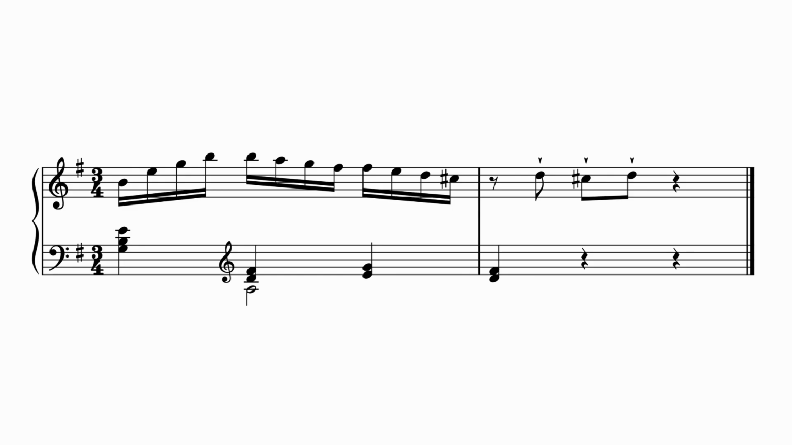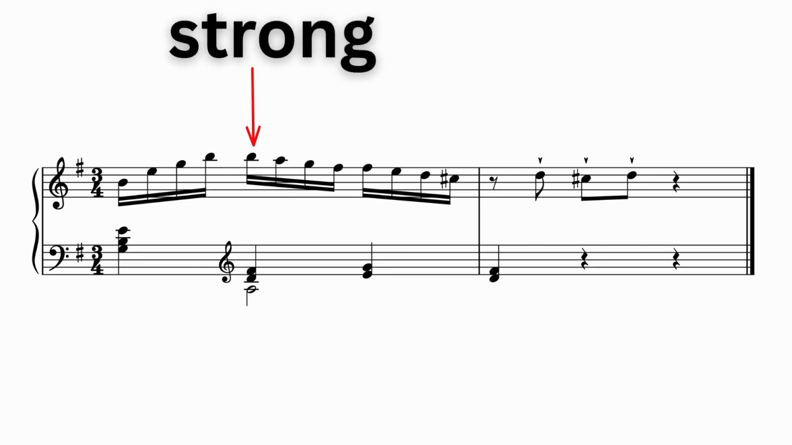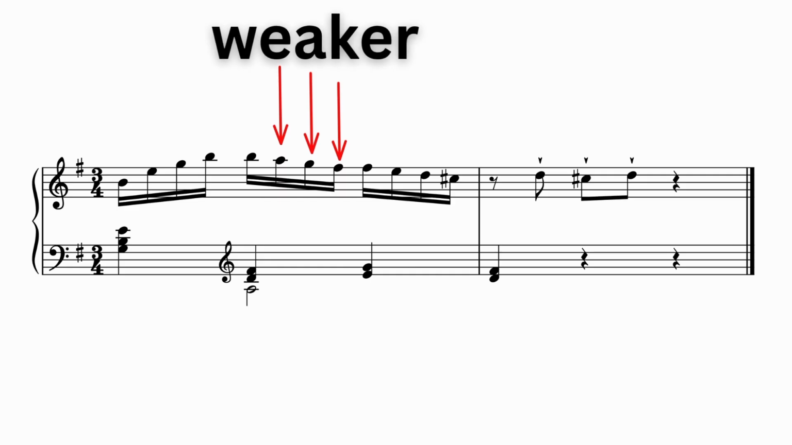We can also see that the appoggiatura of the B note is followed by a note that is either a step above or below it. In this case, it's followed by a note a step below it, this A note, which crucially does belong to our D major chord. This A note is our resolution. And finally, we can see that the B note, our appoggiatura, is on a stronger beat than its resolution, or I should say on a stronger part of the beat than its resolution.